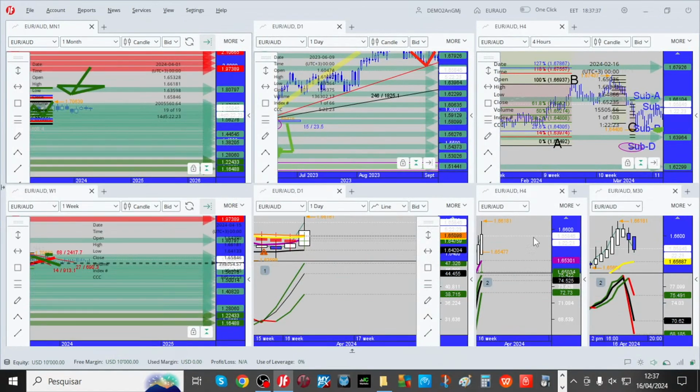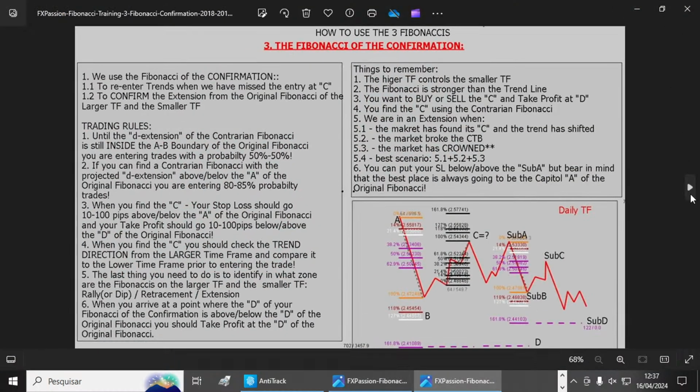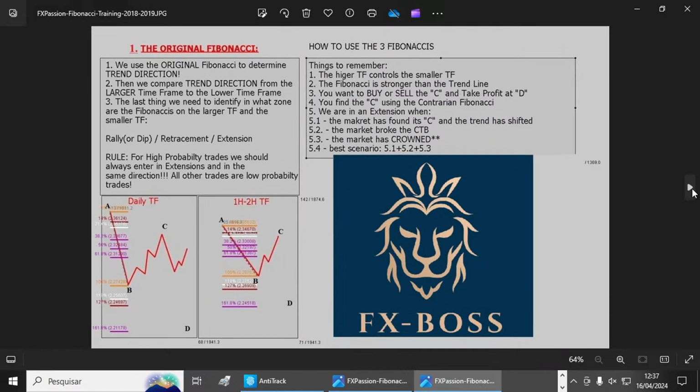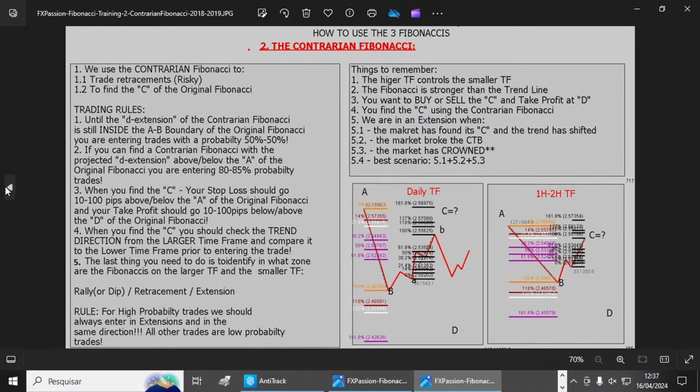Alright, so moving forward, we just covered the original Fibonacci. Any questions about the contrarian Fibonacci? Any questions? No, boss, all good. All right, let's move forward to the last one.